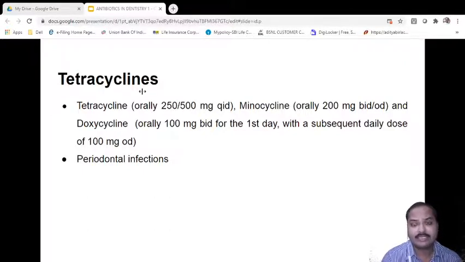Orally, minocycline, a congener of tetracycline, is given in a dose of 200 mg BID or OD. And doxycycline, the capsule which is commonly given, is given orally 100 mg BID for the first day and subsequently a daily dose of 100 mg OD. So the 100 mg BID dose was the loading dose on the first day, which we had discussed earlier.